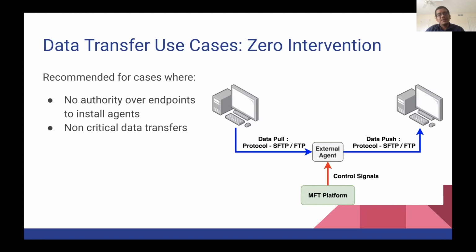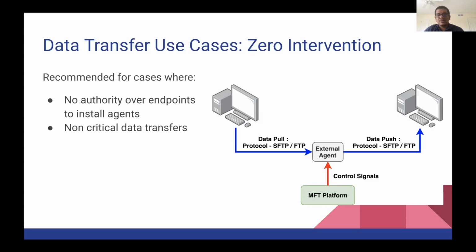The second use case we call zero intervention, because in some cases it's not practical to install agents or binaries on the storage endpoints, due to the security or the policies enforced by the endpoint. In that case, you can use an external agent to pull the data according to the supported protocol of the source resource and push it to the destination endpoint according to its supported protocol. Here also you can put the agent inside the network boundaries, and you can control those agents from the MFT platform from the outside. Here also the data path and the control paths are separated.